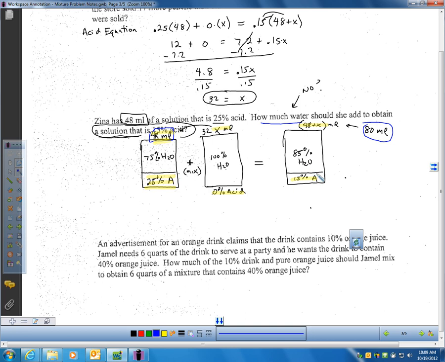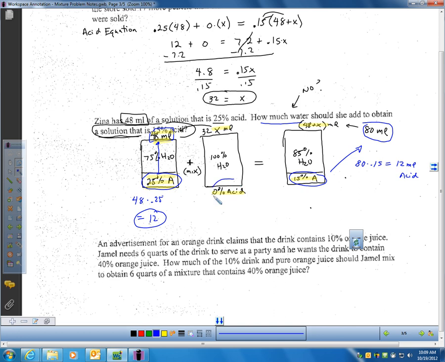Now let's think. 15% of this 80 is acid. Let's find 15% of 80. 80 times 0.15. Okay, so that means when I'm all done, this container has 12 milliliters of acid. Let's go to the first container. 25% of that is acid. Well, 48 times 0.25, when I put that in my calculator, that equals 12.